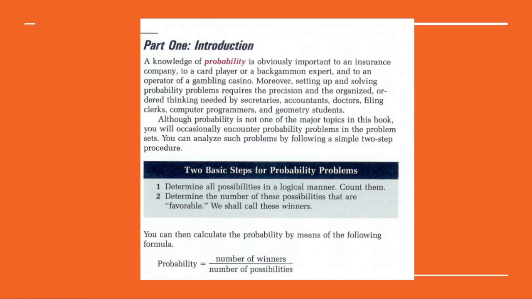Although probability is not one of the major topics in this book, you will occasionally encounter probability problems in the problem sets. You can analyze such problems by following a simple two-step procedure. Step 1 is to determine all possibilities in a logical manner and count them. Step 2 is to determine the number of these possibilities that are favorable. We should call these the winners. The equation for calculating probability is that probability equals the number of winners over the number of possibilities.